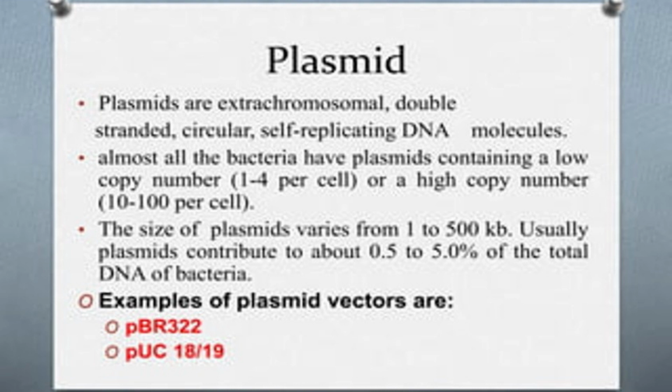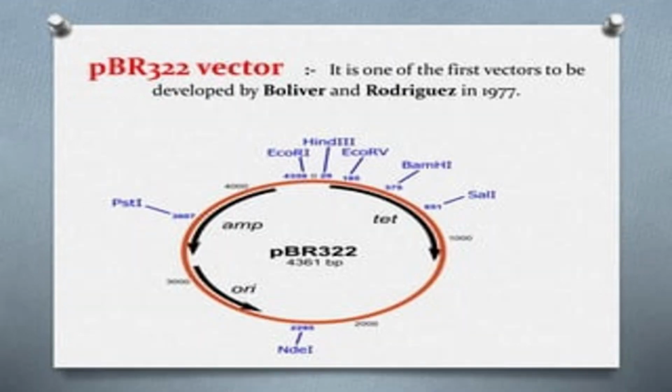pBR322 vector is one of the most popular vectors, and the representation of pBR322 vector is shown. It contains different restriction sites such as EcoRI, HindIII, and many others like PstI and BamHI, and it even consists of antibiotic-resistance genes, ampicillin and tetracycline.